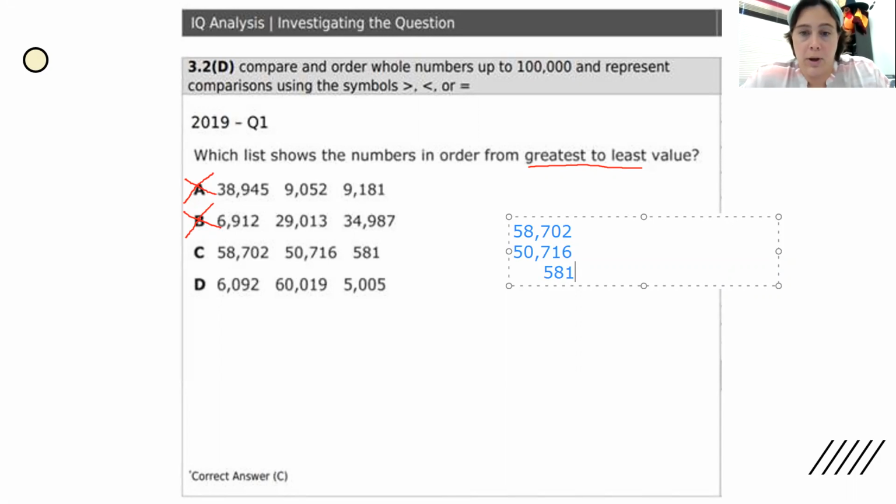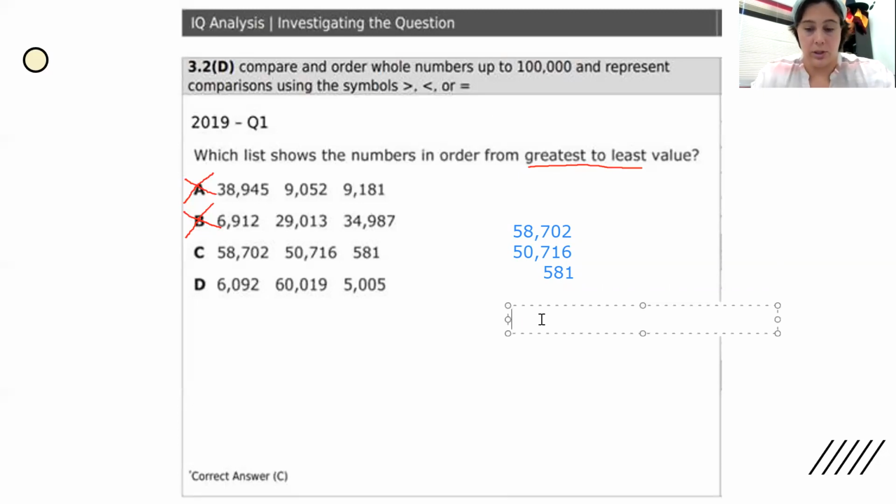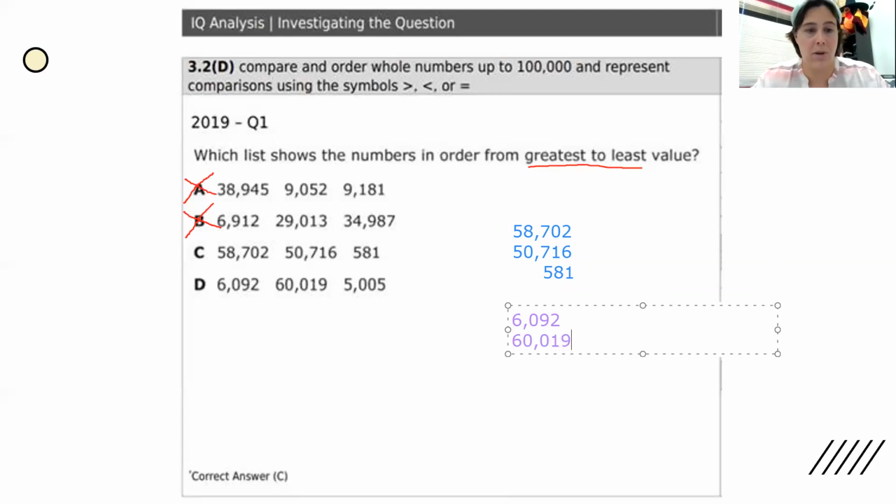So this looks pretty good. We have 58, so we're going from greatest to least. We have 58,702, that was first. Then 50,716, which is second. Then 581 as a third. This could be our answer. However, we always want to double check just to make sure. So why don't we go ahead and look at D now. D we're going to have be in purple. So we're going to do 6,092. Then 60,019. Oh, I'm going to stop right there. That makes no sense. So C is our correct answer.